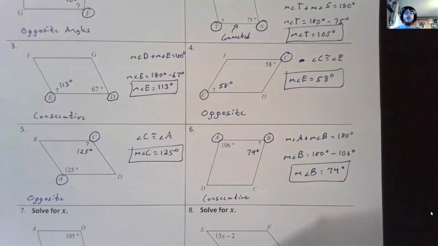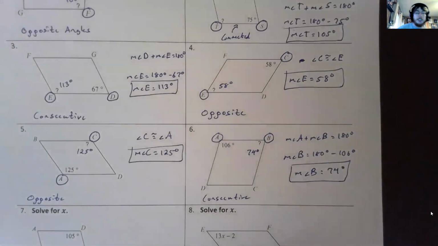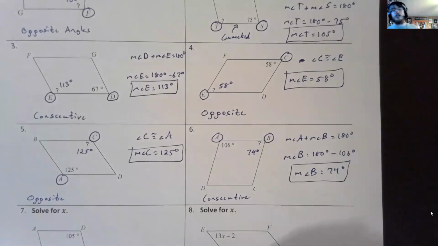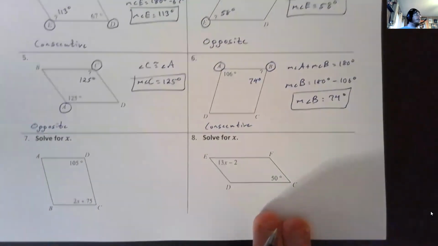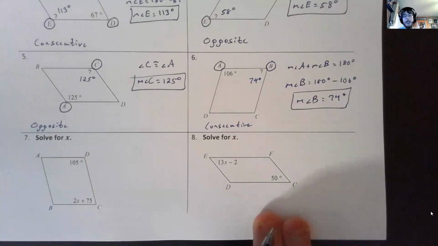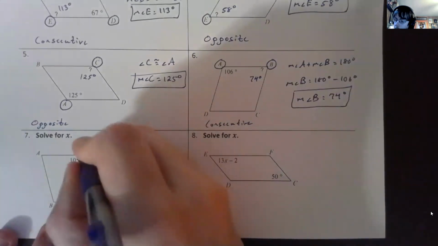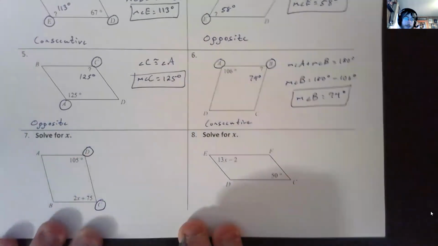Okay. Now, most of the time, it won't just outright ask you for what the angle measure is. Most of the time, it'll ask you to solve for x. So let's look at 7 and 8 to determine how we would set up those equations appropriately. So number 7, solve for x. And we have angle D and angle C labeled, okay?